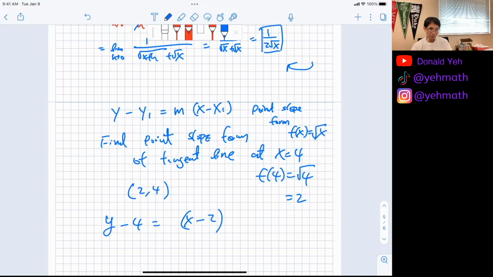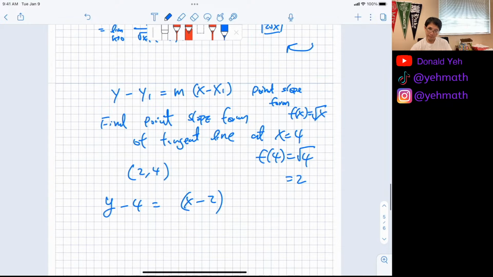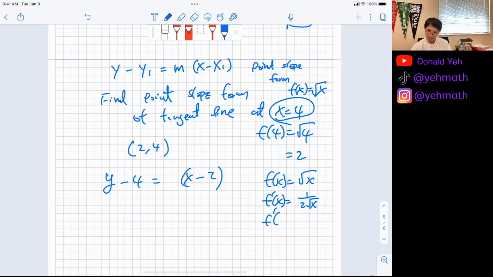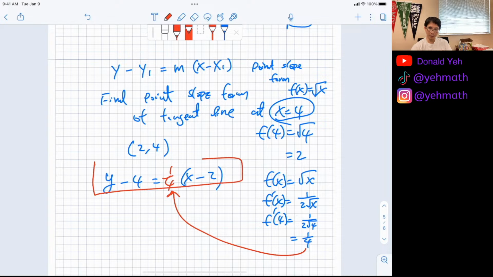Now we obviously need a slope. How do you figure out slope? Well, we can take the derivative. So f of x equal to square root of x, f prime of x equal to 1 over 2 square root of x. Can I plug in 4? 1 over 2 square root of 4, which is 1 over 4. So that means the slope is 1/4. And there you go. That's the equation of the tangent line.